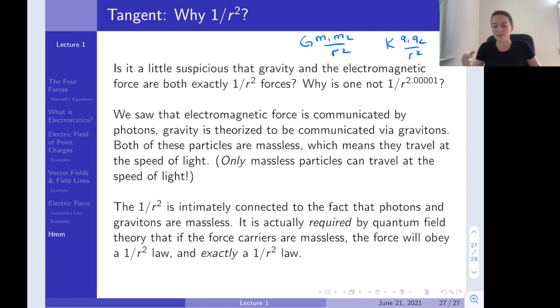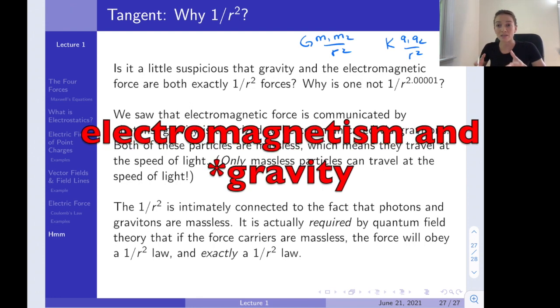And the reason for that is because both gravity and electromagnetism are mediated by massless particles. The photon is massless, as we said, and if the graviton is discovered, it will also be massless. So if you take quantum field theory in grad school, you'll actually be able to see the proof that says that any force that's mediated by a massless particle is required to have a 1 over r squared law, and exactly a 1 over r squared law. So that's the reason that electricity and magnetism look so similar, one of the reasons.